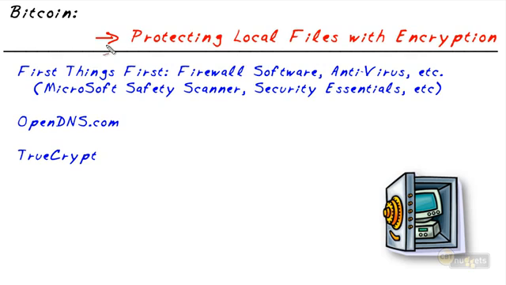Now, why would we need something like this? Let's talk about that for a moment. What's the benefit of locking up a portion of our file system with encryption? Well, the answer is Bitcoin wallets.